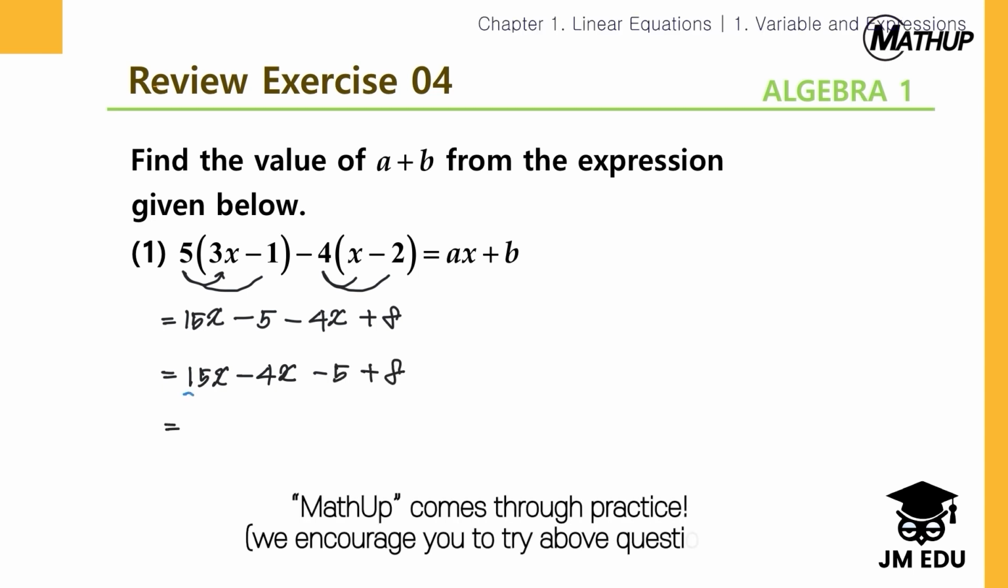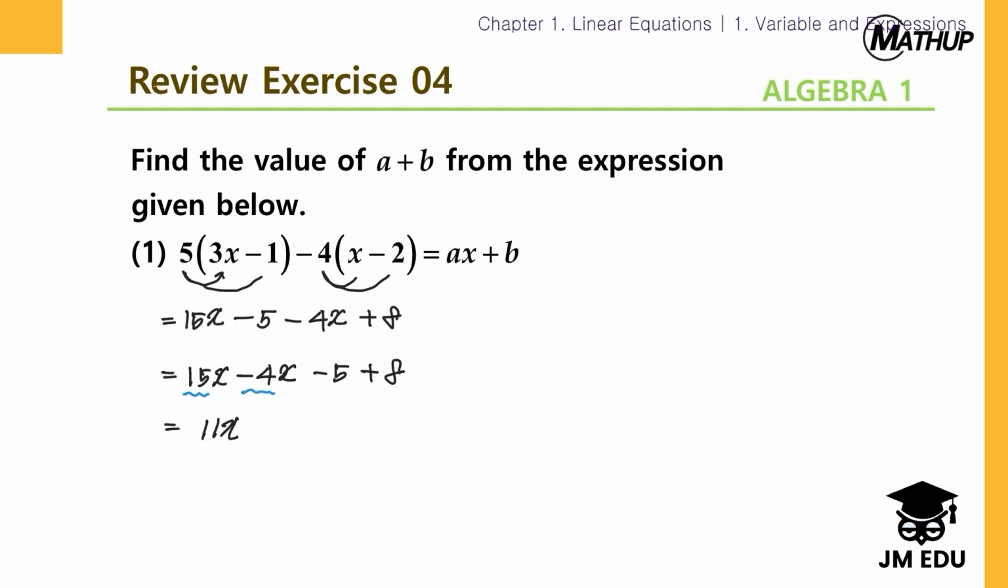So 15 minus 4, that's 11, right? So we have 11x here. Here we have negative 5, positive 8. So minus 5 plus 8, that's plus 3. So 11x plus 3 is equal to ax plus b, which means a is equal to 11, b is equal to 3. So a plus b is equal to 11 plus 3, which is equal to 14.